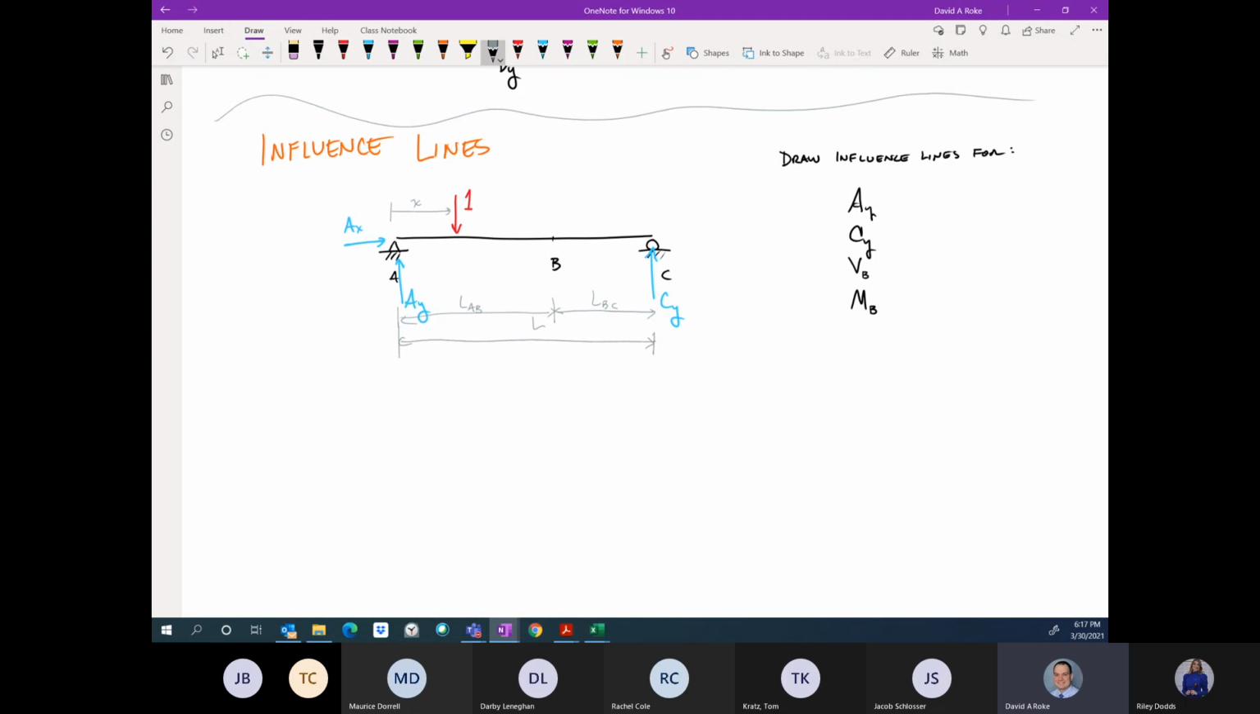From this free body diagram, I can solve for equations that define AY and CY. So for instance, if I were to sum the moments about point A, I know that I have to have equilibrium. I will assume clockwise is positive because why not? And so I have this unit force times its moment arm, X, minus my reaction CY times its moment arm, L. And algebraically I will find that CY is equal to positive X over L.